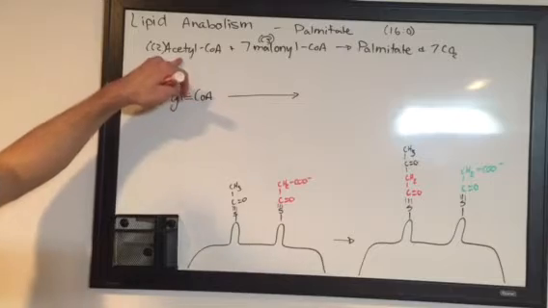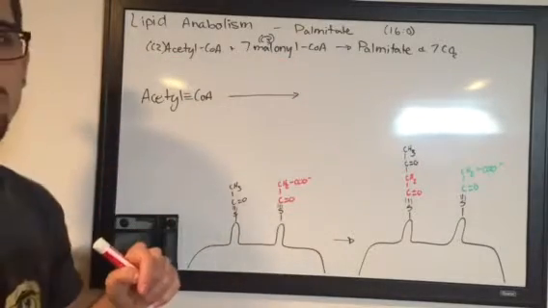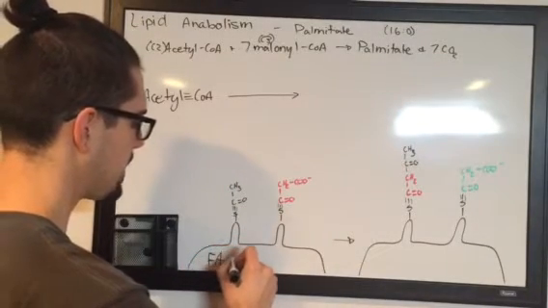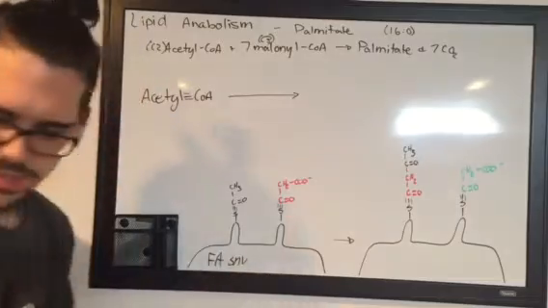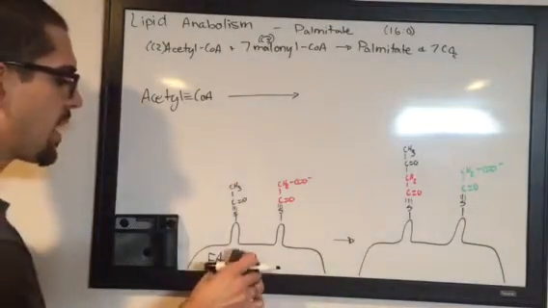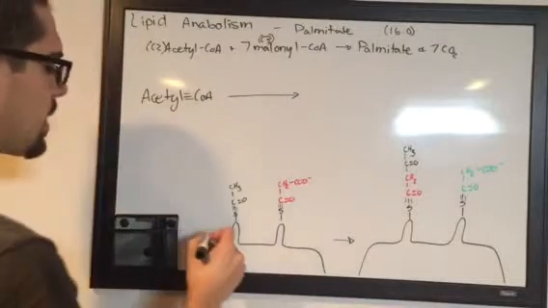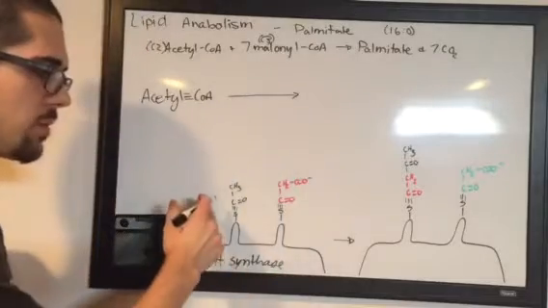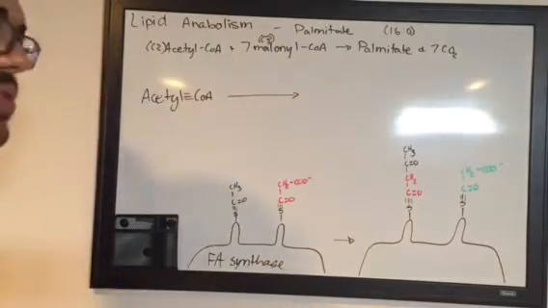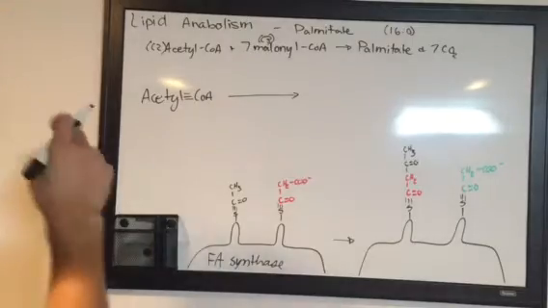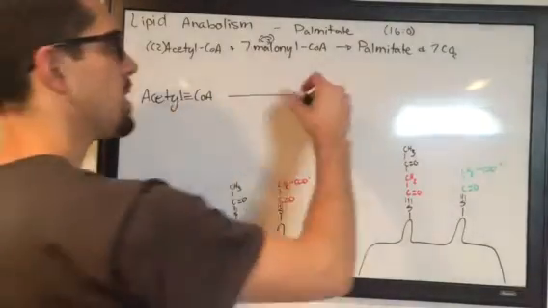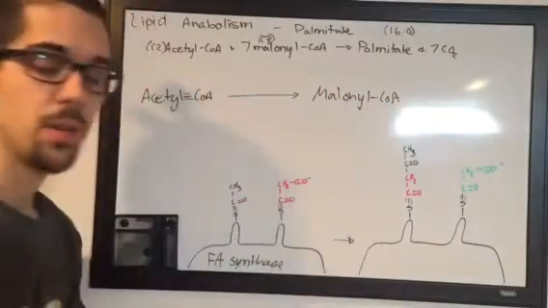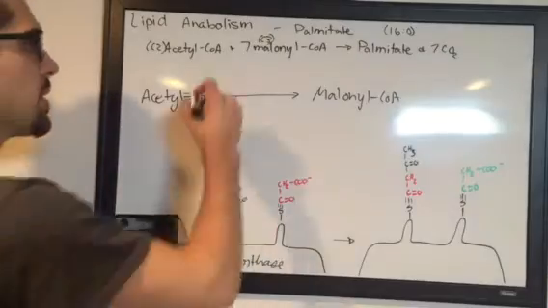Once we have our acetyl-CoA in the cytoplasm, it needs to be made into malonyl-CoA. Fatty acid synthase, which is this wonderful thing right down here, uses both acetyl-CoA and malonyl-CoA as substrates for the reaction that it's going to do. So acetyl-CoA is going to be made into malonyl-CoA via a wonderful enzyme called acetyl-CoA carboxylase.